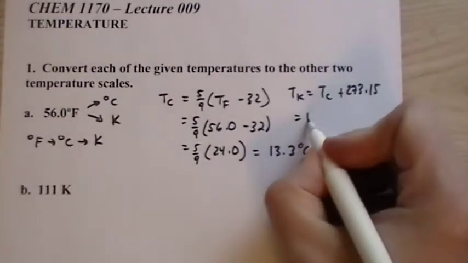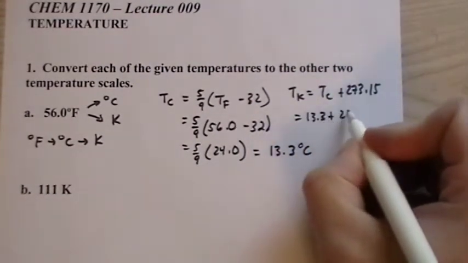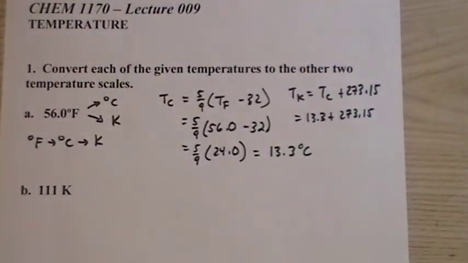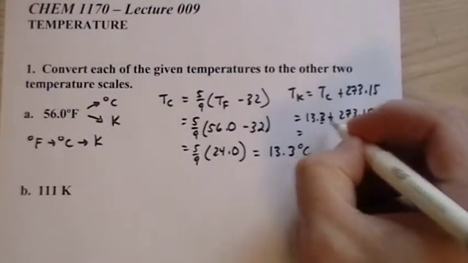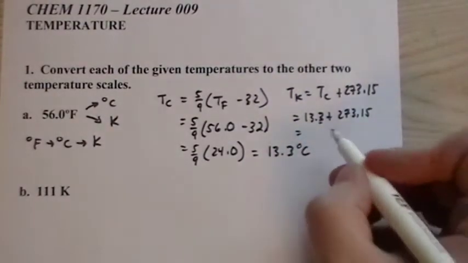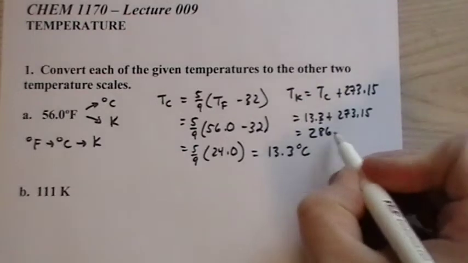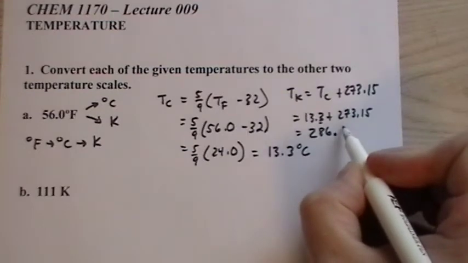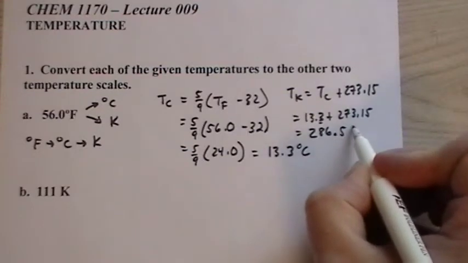So this is going to be 13.3 plus 273.15. You may have been taught before to just use 273. A lot of times that's okay, but since we go out to the tenths place here, you want to use all of your decimal places so that you don't lose any of the information. And this is 286.45, which we're going to then round to 286 Kelvin.